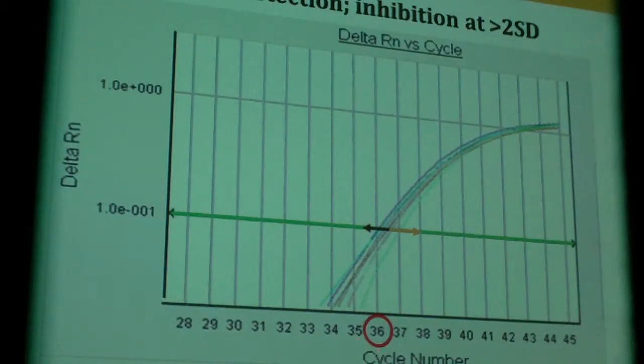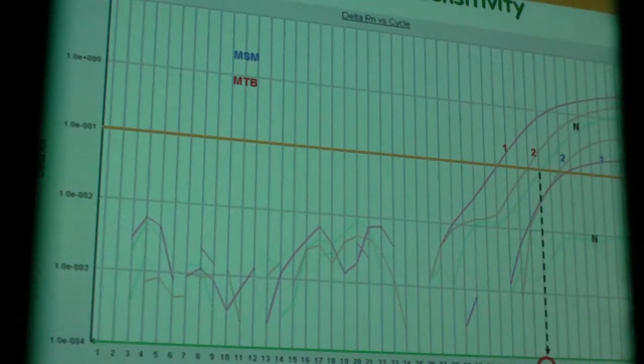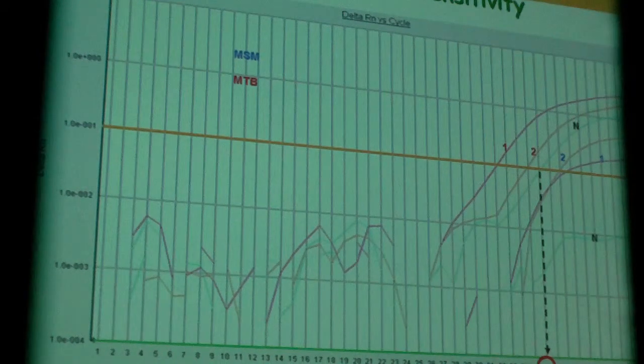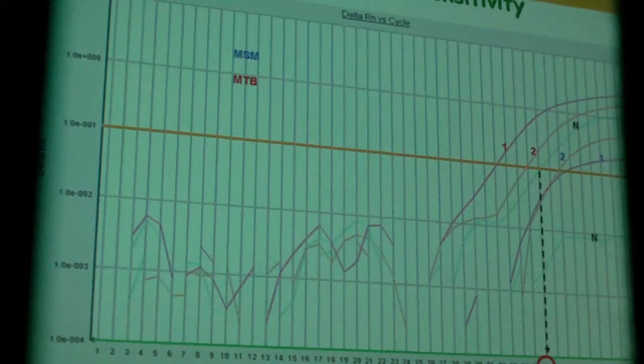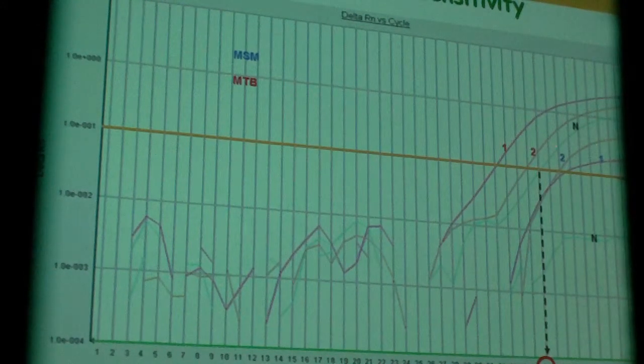And the crossing point is at cycle number 36. When you add your tuberculosis DNA to that, you see here once again at cycle 36, but when you add a little bit of Mycobacteria, then you see that this signal is inhibited. And if you add more, then the signal is even further inhibited.